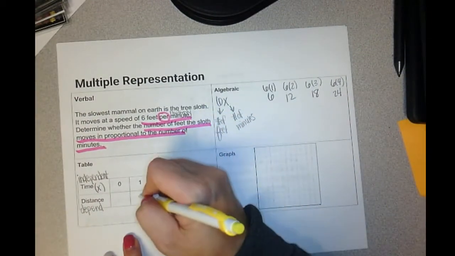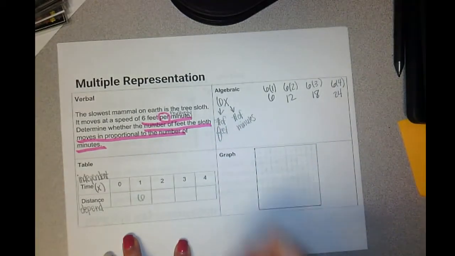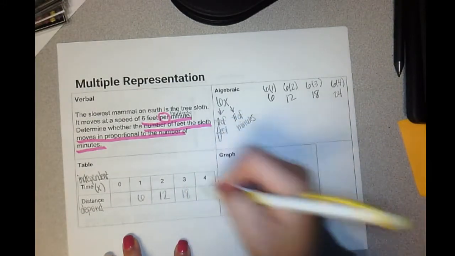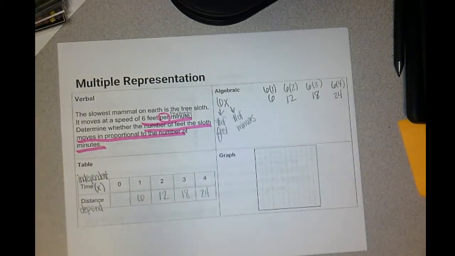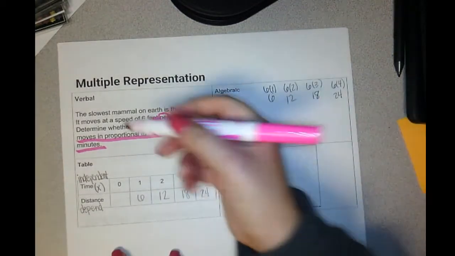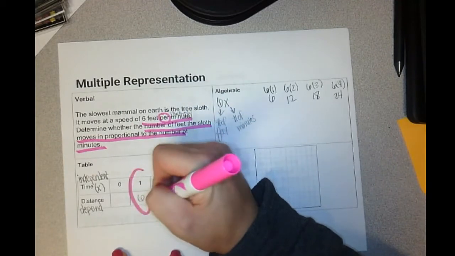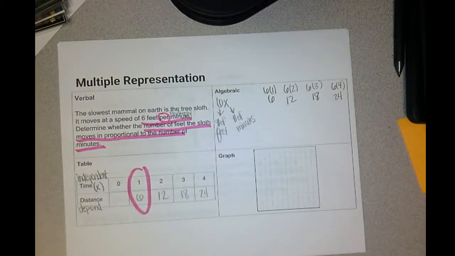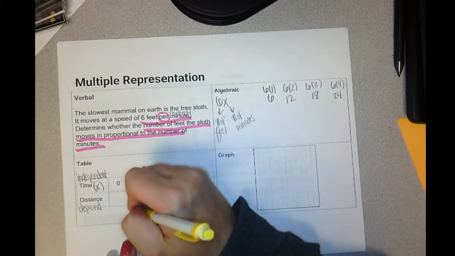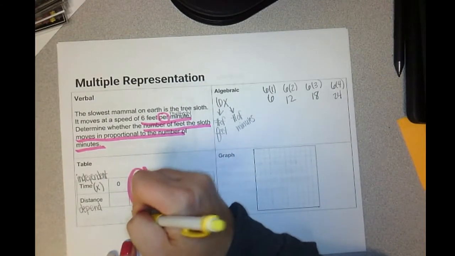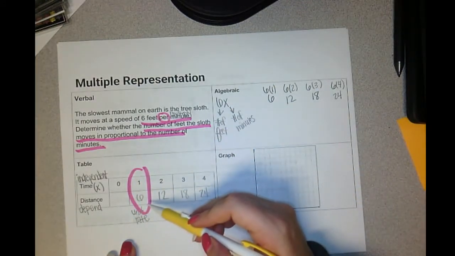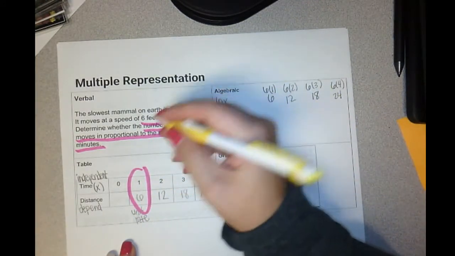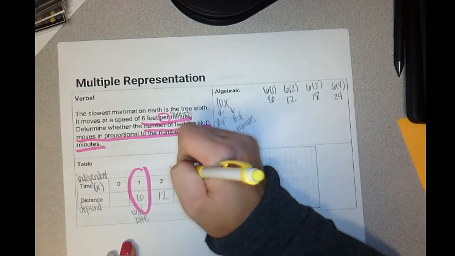So in 1 minute, he goes 6 feet. In 2 minutes, he goes 12 feet. In 3 minutes, he goes 18 feet. In 4 minutes, he goes 24 feet. So now I'm going to go back into the table and circle, like yesterday, right here. Okay, and I'm going to label this my unit rate. It's my unit rate because I have in 1 minute, I know how far he goes. And then that makes 2, 3, and 4 my rates.